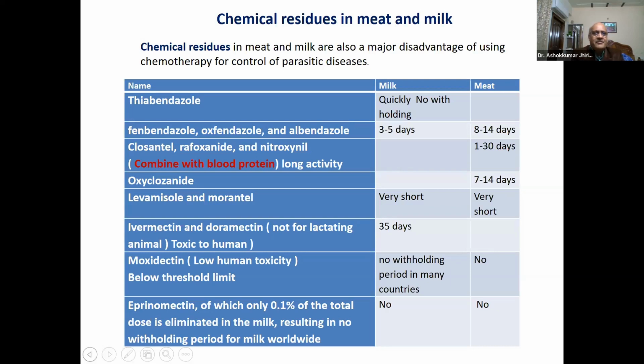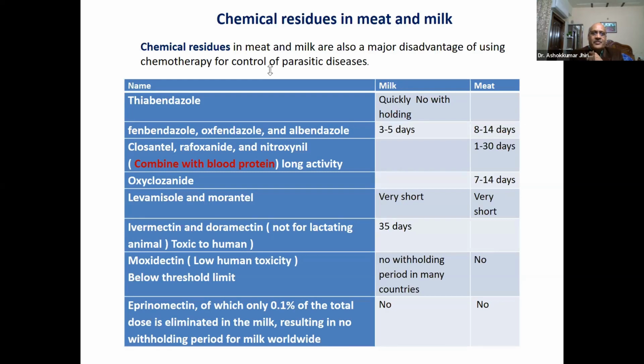So considering all these things, other benzimidazole compounds like fenbendazole, oxybendazole, and albendazole were invented. They have a more persistent level in the blood for a longer time. So the milk discard and the meat utilization after slaughter need a definitive period of time. There are different drugs like closantel and rafoxanide. They are bound to the blood proteins and remain for a very long time. So sometimes the consumption of the meat needs a longer time. Up to 30 days, you cannot use the meat.